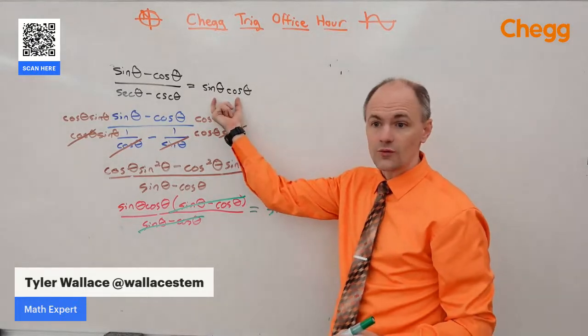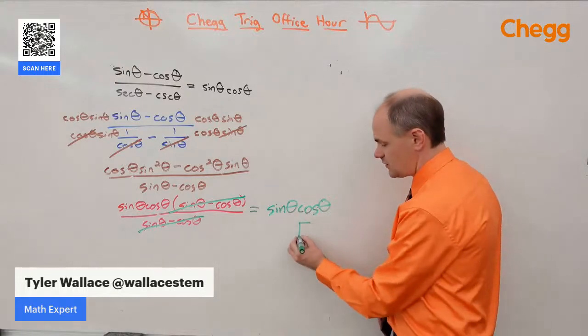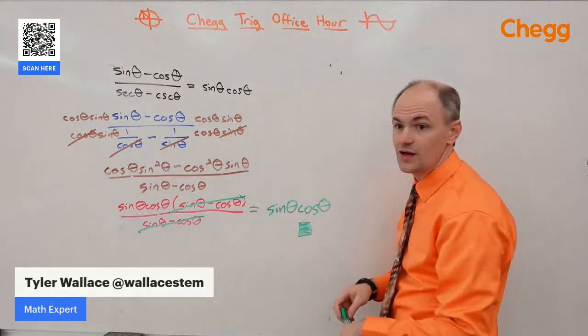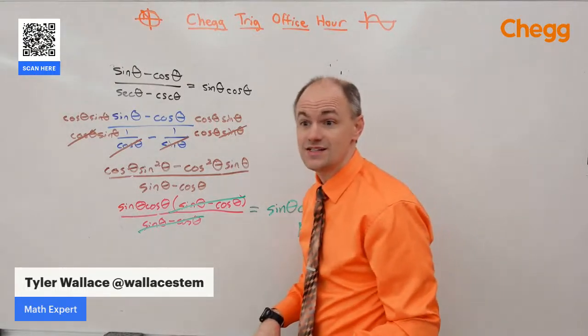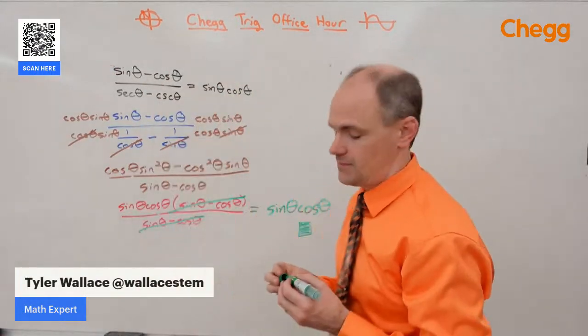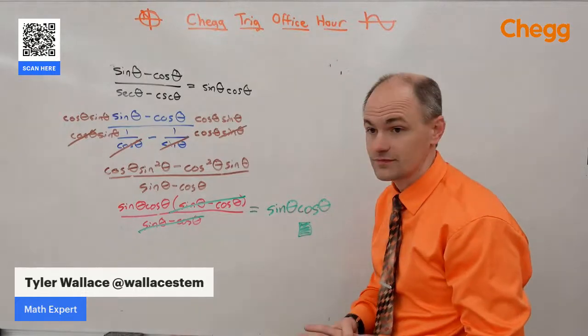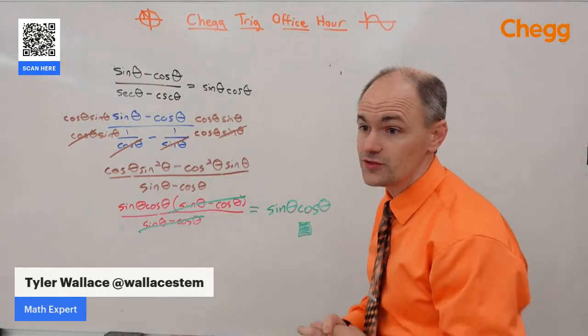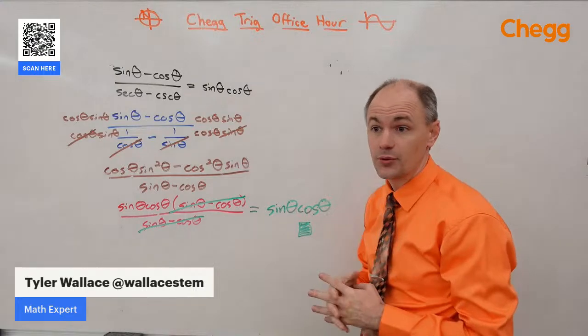Which is what we wanted. Sine cosine completes my proof. QED. Drop my pen. 1 second. And we're back with the pen. Excellent. So hopefully that helps you with that proof.